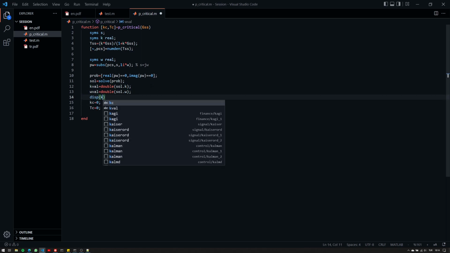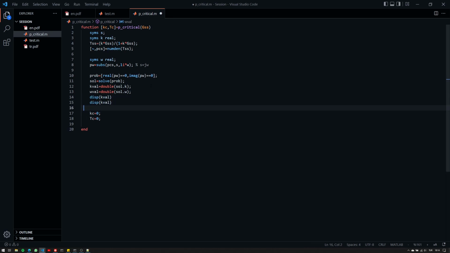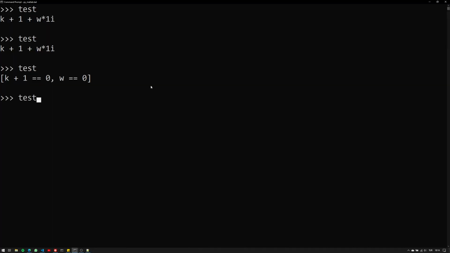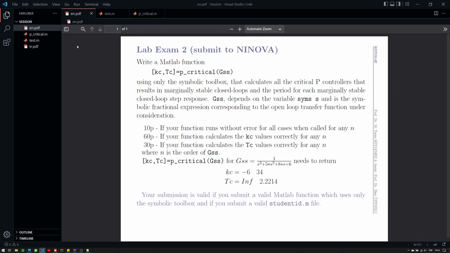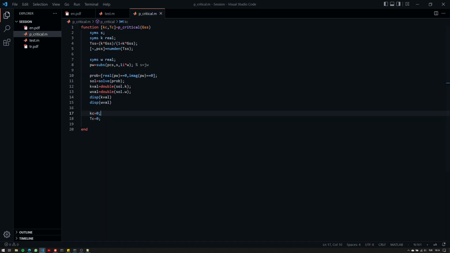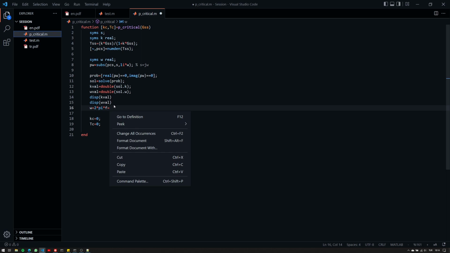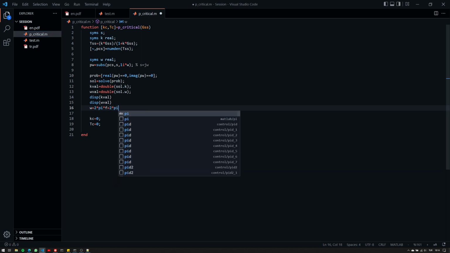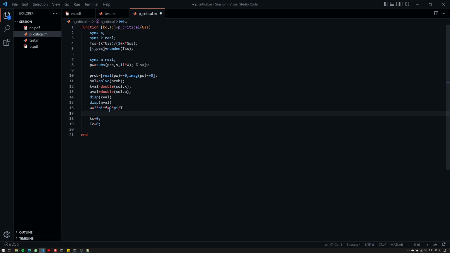So let's display k val and omega val in order to see if we're there. There we go. We can see that k is minus 1 and omega is 0. Now the task here does not ask for omega directly, but it wants us to calculate the frequency or the period of this. So therefore what we can do is we can just go ahead and use the fact that omega is equal to 2 times pi times f, or 2 times pi divided by this. So yeah, since we'll use this here.